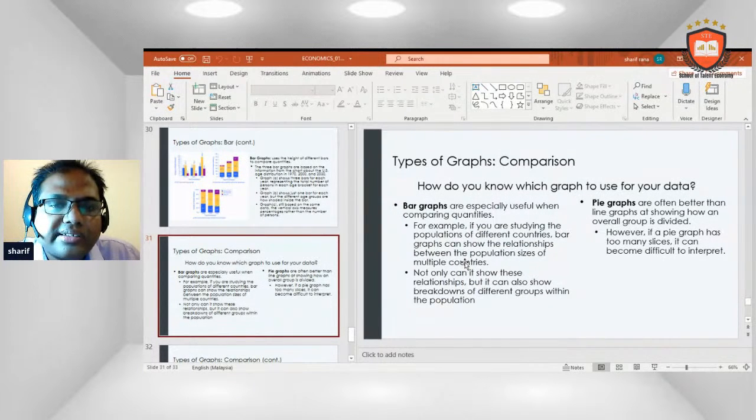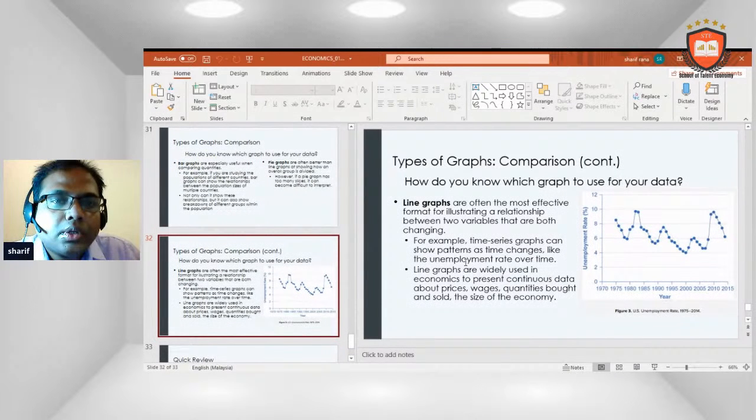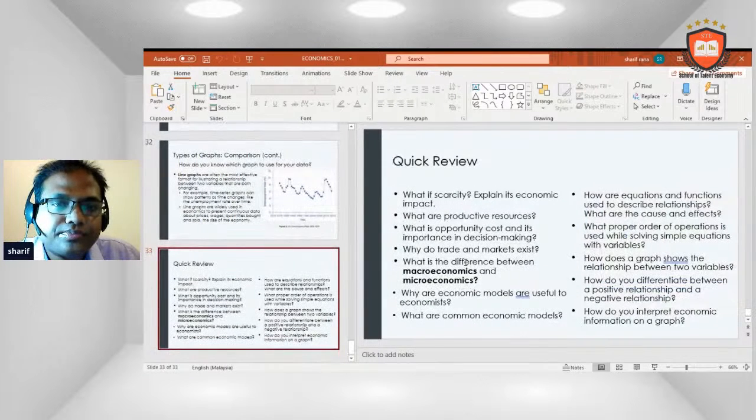For example, if you are studying the populations of different countries, a bar graph can show the relationship between the population sizes of multiple countries. Not only can it show that relationship, but it can also show breakdowns of different groups within the populations. Line graphs are often the most effective format for illustrating a relationship of two variables that are both changing.